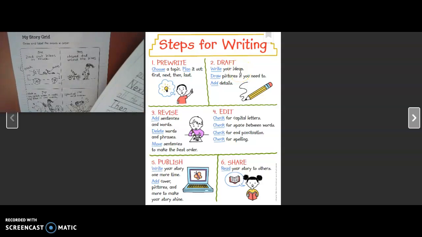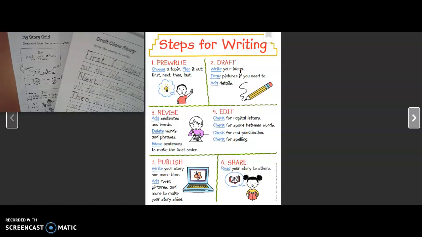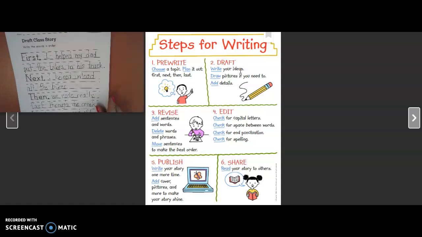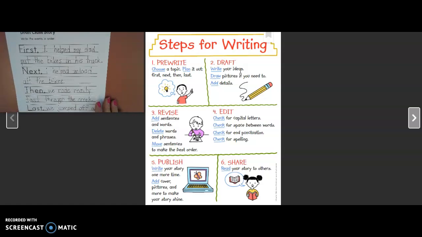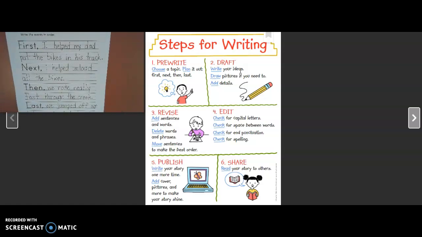Oh, there's my pictures that I drew to go along with my story. And then we can add some details. So I've added a few details as I have written my story. And so today we're at number 3 and number 4. We're going to do both of these today. We're going to revise and edit our paper.